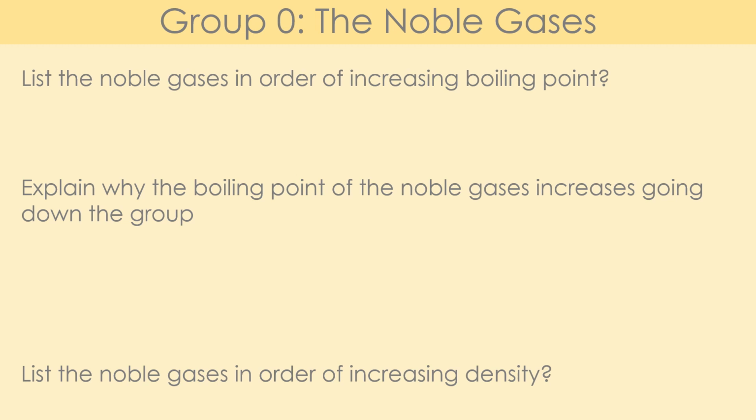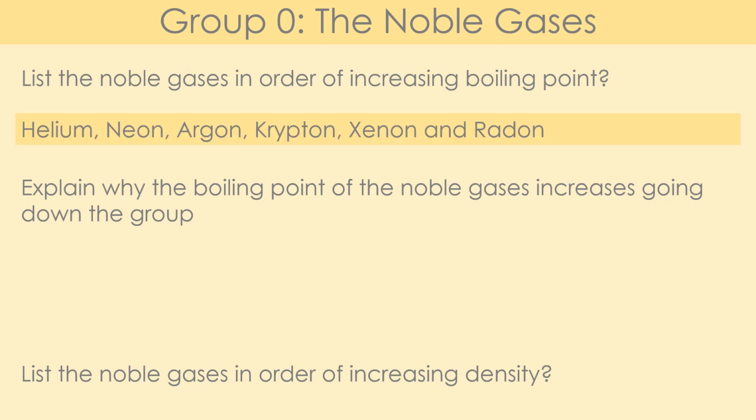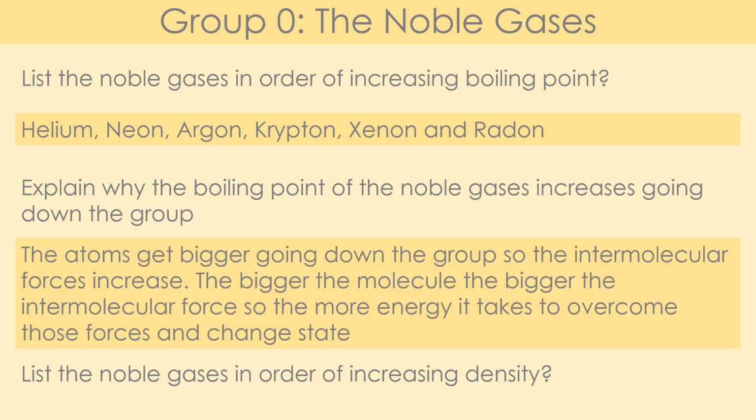So our noble gases in order of increasing boiling point. We've got helium, neon, argon, krypton, xenon, and radon. So it's those 6 noble gases. Question 2, I want to explain why the boiling point of the noble gases increases going down the group. I want to say the atoms get bigger going down the group, so the intermolecular forces increase. And we've explained it a little bit more. The bigger the molecule, the bigger the intermolecular force, so the more energy it takes to overcome those forces and change state. And that would get us all of the marks in an exam.